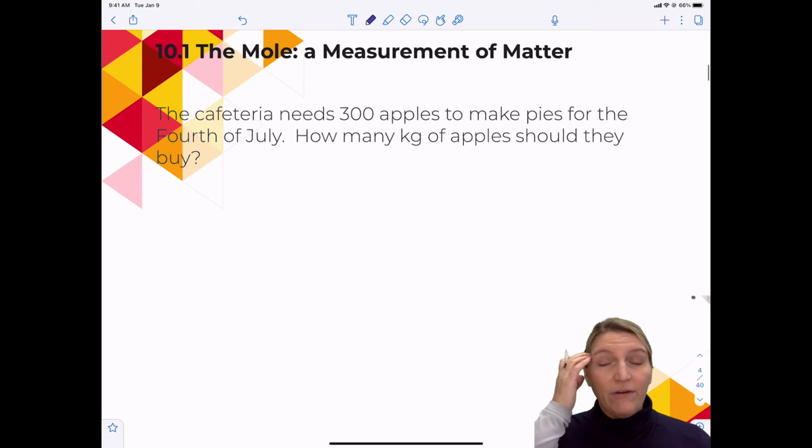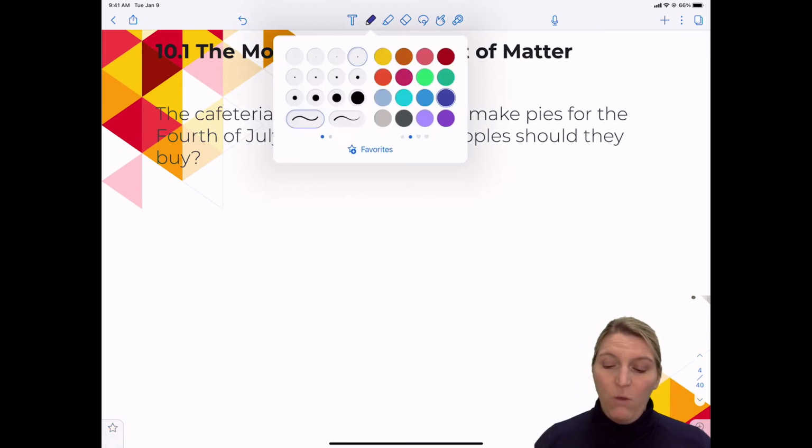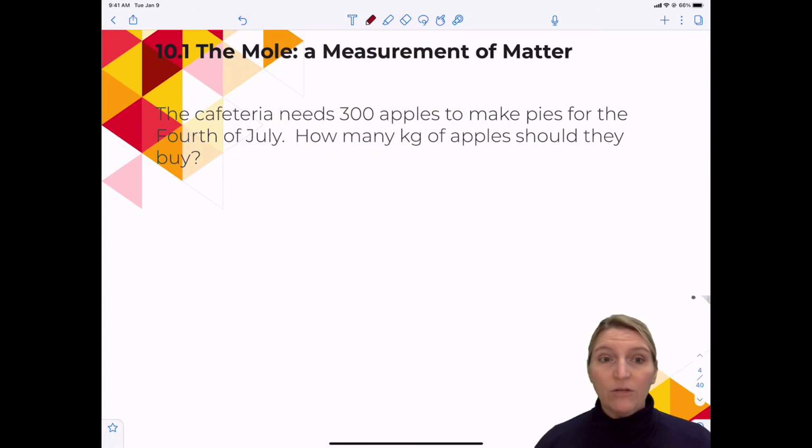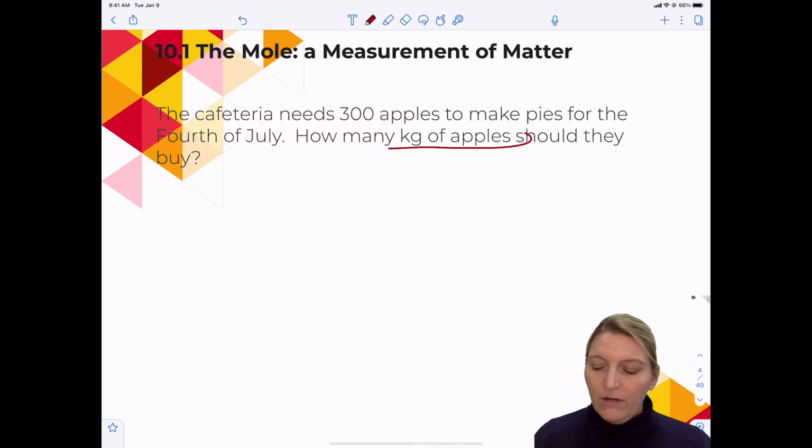Here's another question, very similar, but it's just going backwards in a little bit different way. If you want to see if you can do this on your own, so try this on your own, and then we can try it together. It says the cafeteria needs 300 apples to make pies for the 4th of July. How many kilograms of apples should they buy? So circle the do, kilograms of apples.